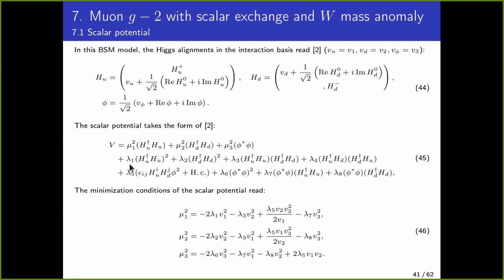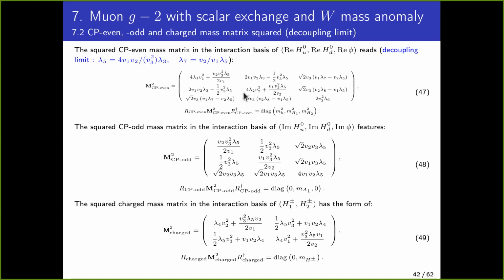So we have the quartic coupling constants and the three dimensional mass parameters, which must be negative to implement the vacuum. So the minimization conditions of the scalar potential give rise to these ones. And then we consider the CP-even mass matrix squared and the charged mass matrix squared. And so this is our CP-even mass matrix squared.